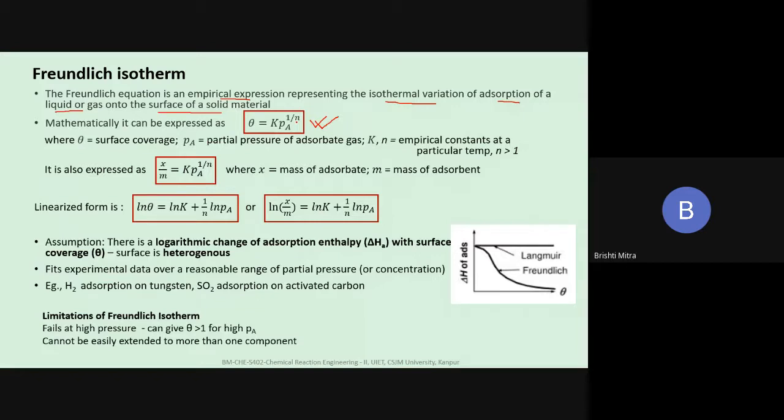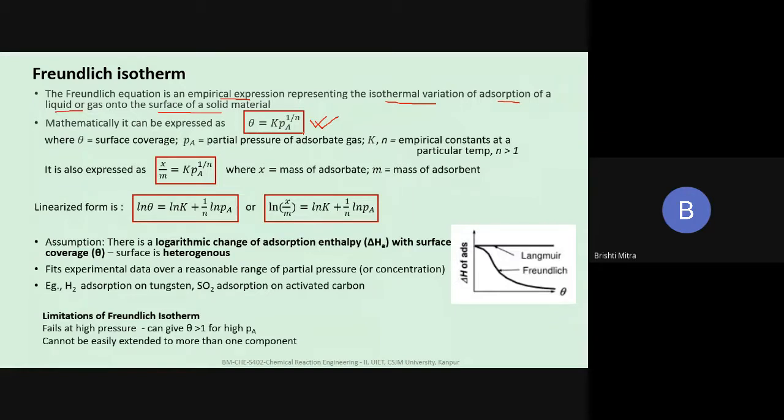It can also be written as X by M is equal to K into PA to the power 1 by N. So theta is my surface coverage, and X by M is essentially the mass of adsorbate by the mass of adsorbent. This is also another way of expressing my Freundlich isotherm. This is probably the way you had seen it when we had talked about some species from water getting adsorbed on activated carbon, etc. This is the kind of expression that we had used. And when we are talking about a gas on a solid surface, we talk in terms of theta. Now, what we do is we try to write out the linearized form of this kind of equation.